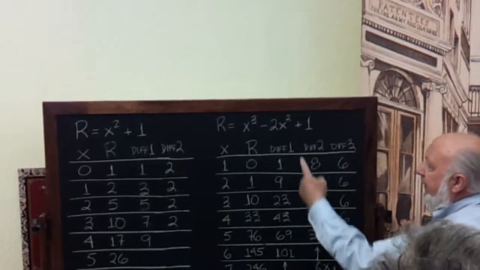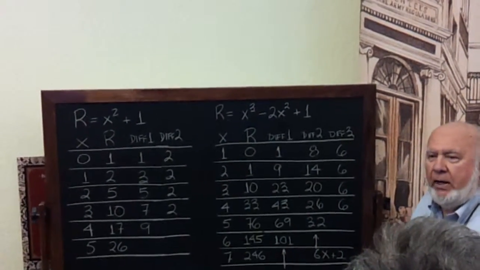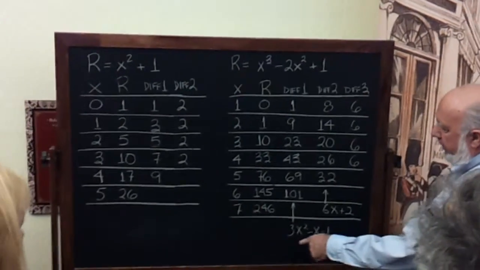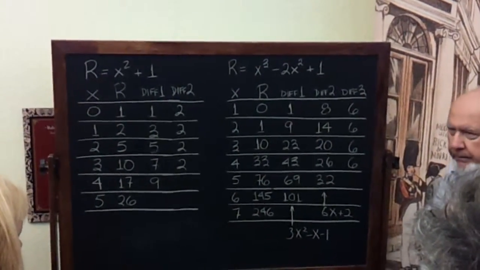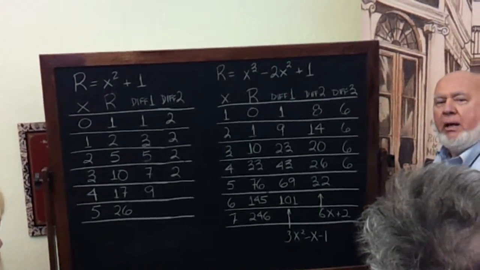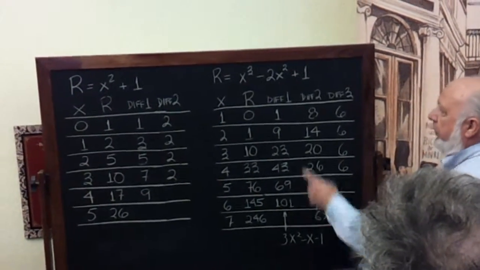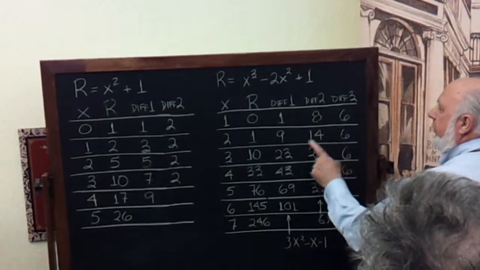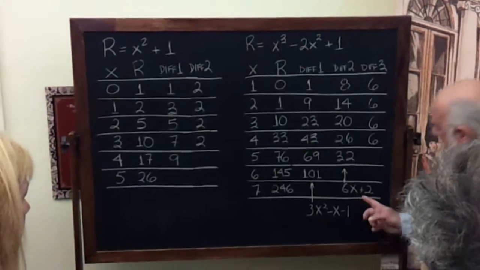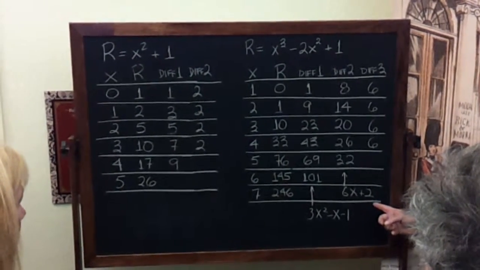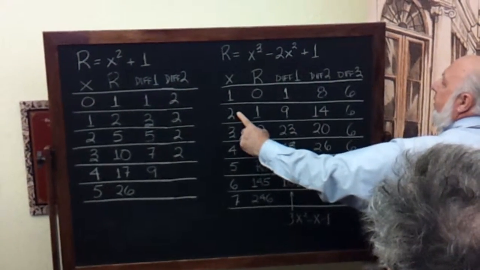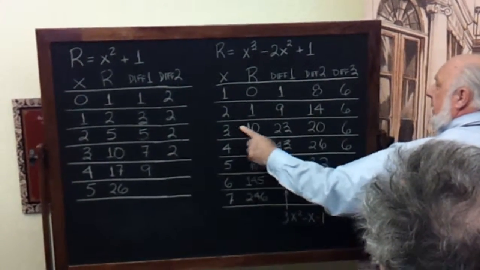Okay. Now these numbers turn out to not just be a random set of numbers. They are the result of another polynomial equation, which is written down at the bottom of the board. 3x squared minus x minus 1. So since this is the result of the polynomial equation, we can do exactly the same thing. We can take its differences. So if you take 1 from 9, you get 8. 9 from 23, you get 14, and so on. And we get this column of numbers over here, which turns out to be 6x plus 2 is the equation. You can easily show that 1 times 6 is 6, plus 2 is 8. 2 times 6 is 12, plus 2 is 14, 3 times 6 is 18, plus 2 is 20.